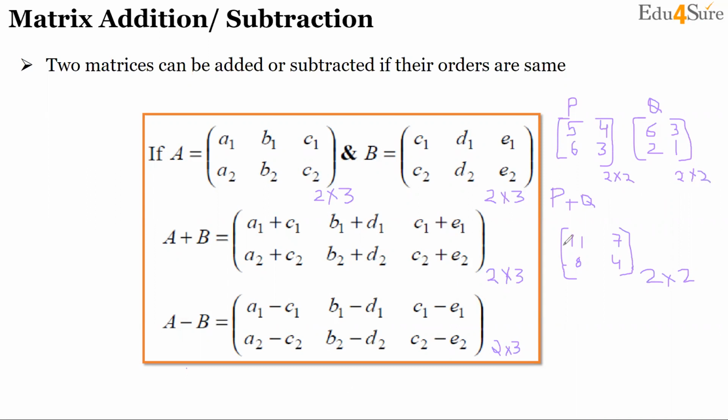So as you can see, this is 2 cross 2. This is also 2 cross 2, 2 rows and 2 columns. And when I do the addition, element wise, we will get this result. Similarly, when we do the subtraction, how are we going to do it? Let's see that.